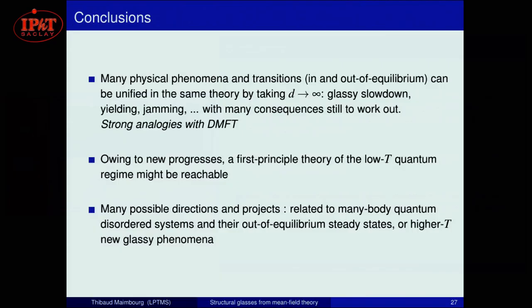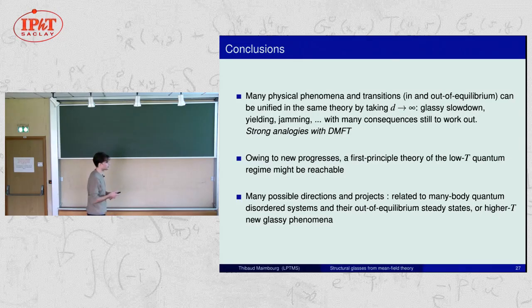So what I've tried to show here is that, in the first part, there are many physical phenomena in transition, both in and out of equilibrium, that you can deal with in this infinite dimensional setting. Within the same theory, you can address the glassy slowdown of the relaxation, the yielding transition, and also jamming. And there are still many things to do in this system that I don't have to talk about.